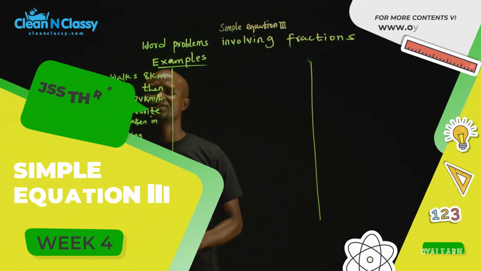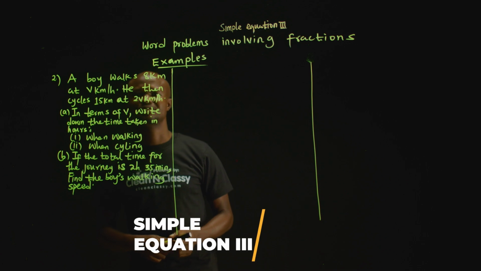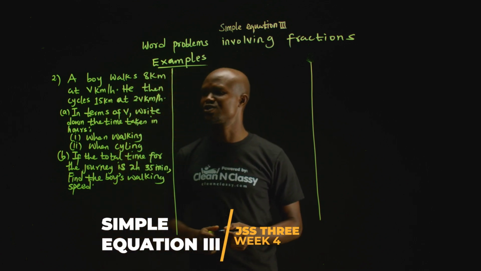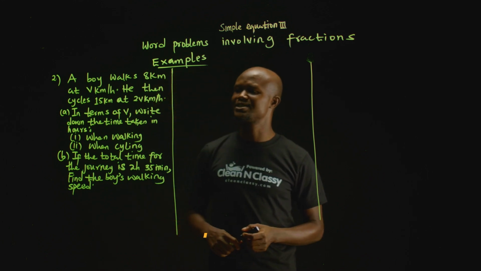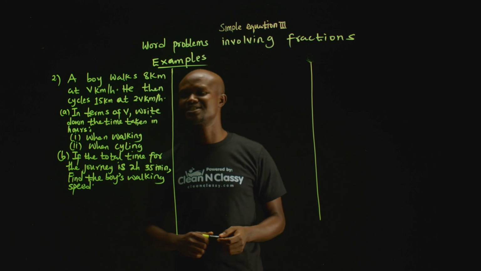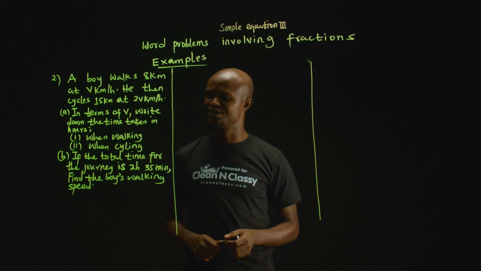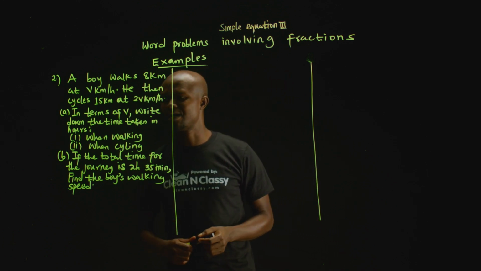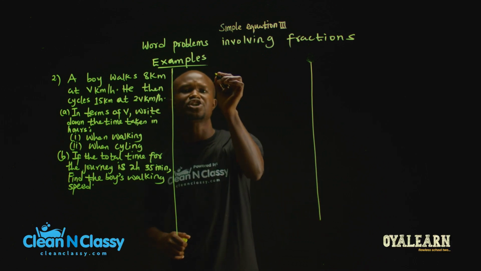A boy walks 8 kilometers at v kilometers per hour. That is the first statement in the first part of this question. He then cycles 15 kilometers at 2v kilometers per hour. A. In terms of v, write down the time taken in hours. 1. When walking. Solution to the problem.